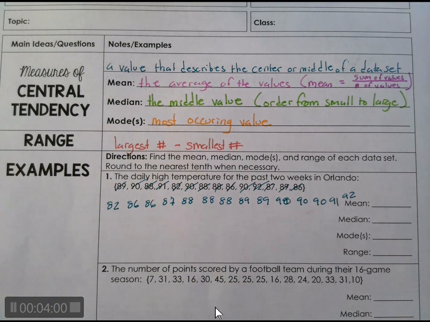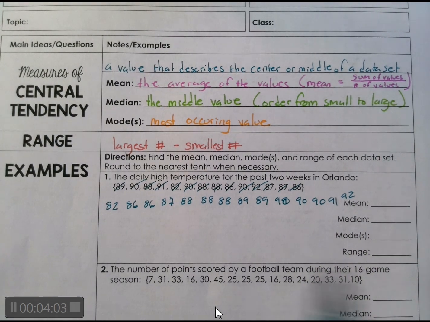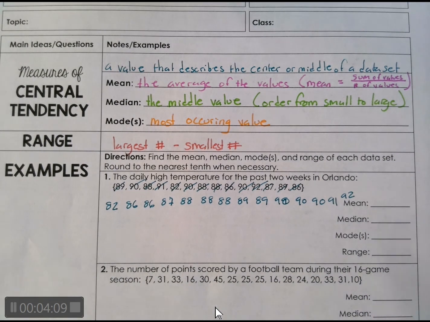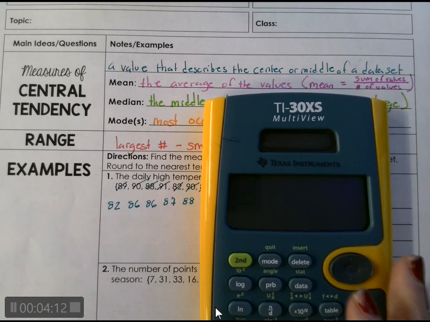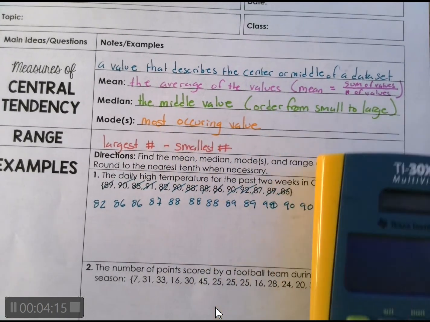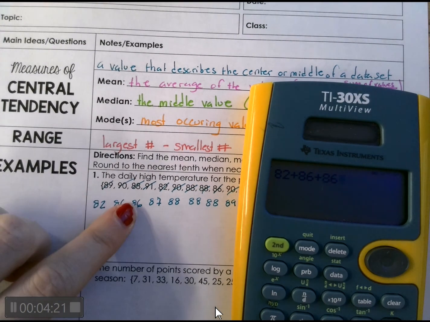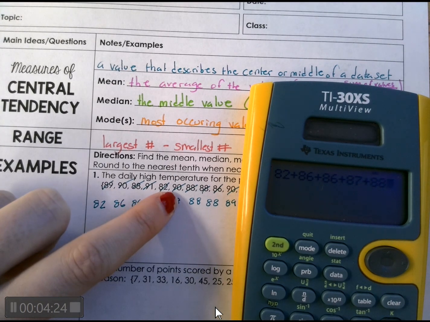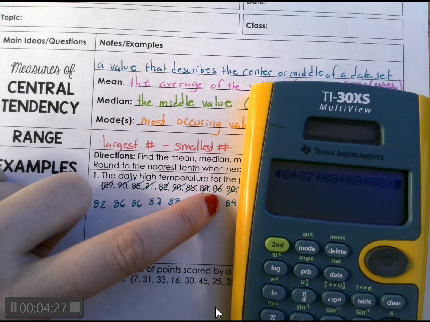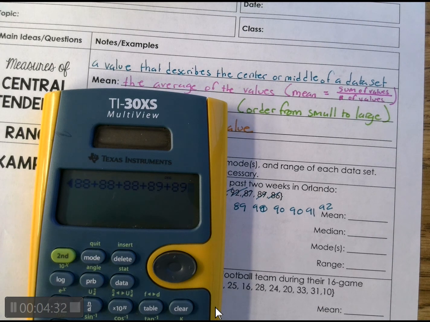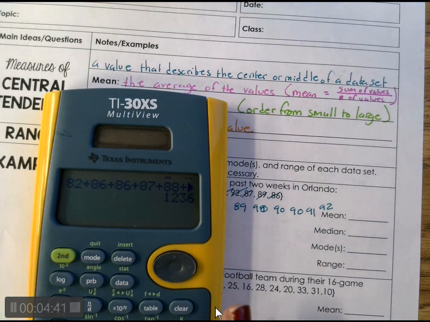So, the first thing it says to find is the mean. So we need to add all of these numbers up and then we're going to divide. Okay, so let's add up all of our numbers, and I would highly recommend the use of a calculator. Alright, so it's 82 plus 86, 87 plus 88, 88, 88, 89, plus 89 because there were two of those, plus 90, plus 90, plus 90, plus 91, plus 92.